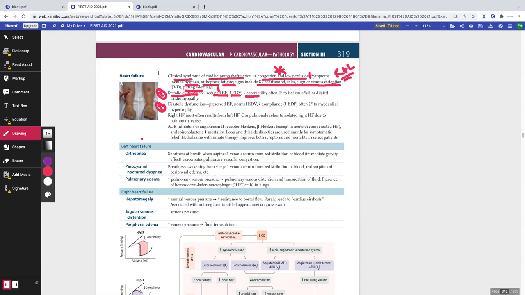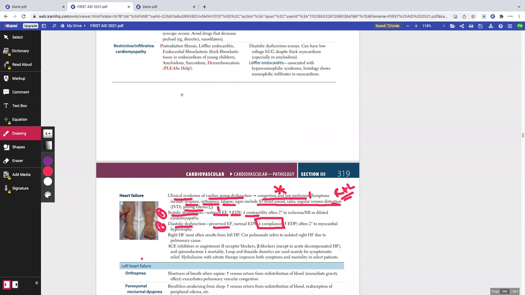In diastolic heart failure or in a diastolic dysfunction, the heart has no problem with contracting, but the heart has a problem with relaxation. So this could be due to any sort of condition of the heart where we have hypertrophy of the cardiac muscles. Yes. So the ejection fraction is preserved, but the compliance is decreased. What do we mean by the word compliance? Compliance basically means that the heart is not being able to stretch properly.